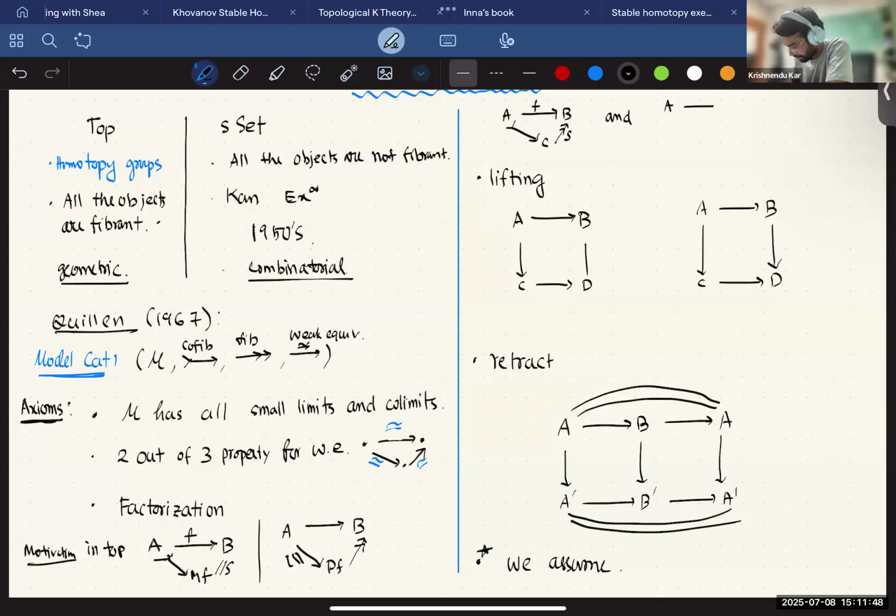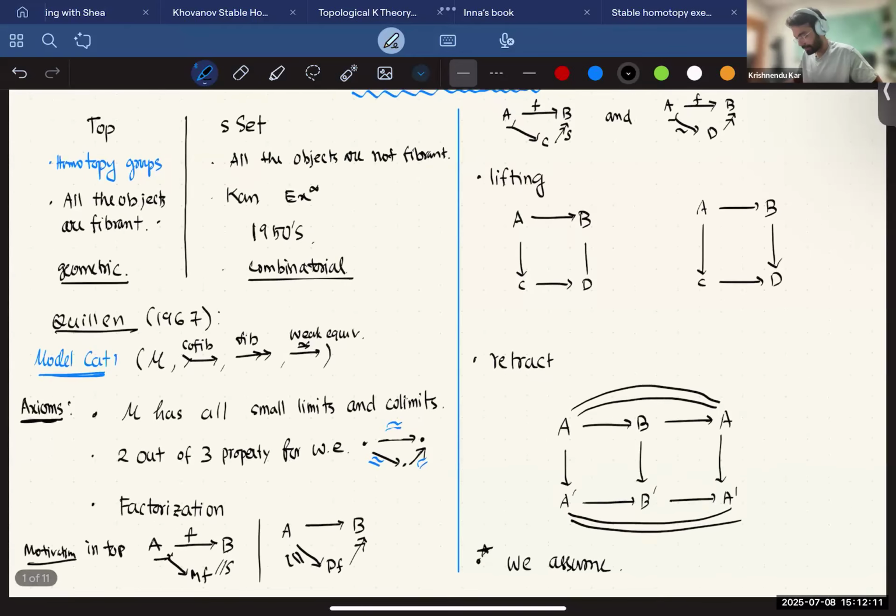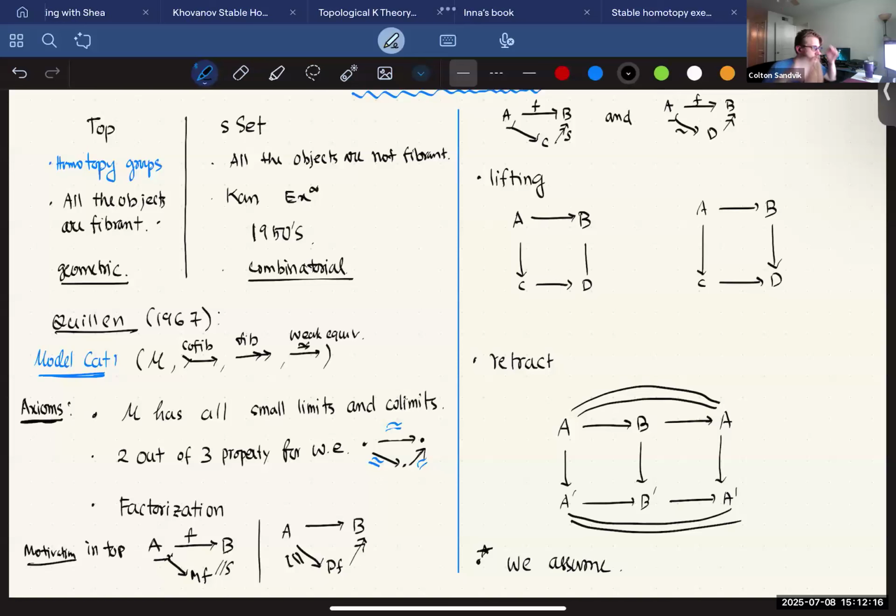Okay, and it can be factored through, let's call this object D, a trivial cofibration followed by a fibration. We can factor any map like this in our model category. All right, so far so good. Halfway there.